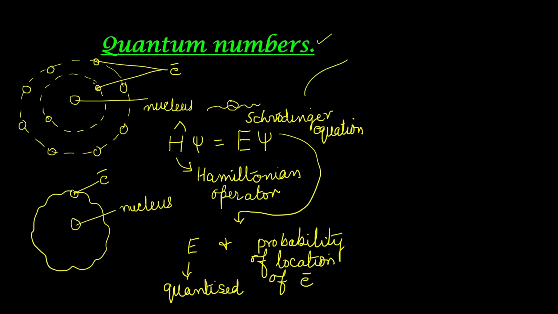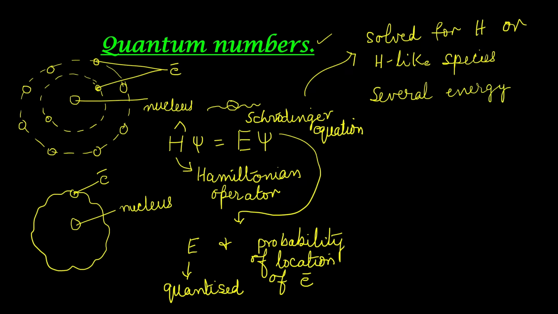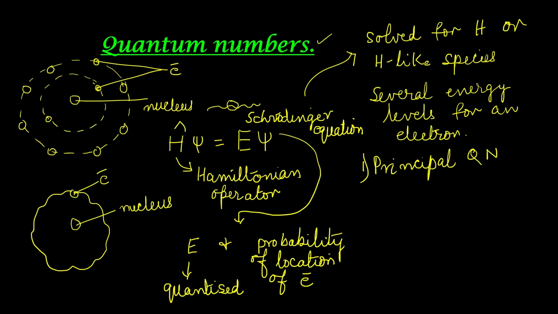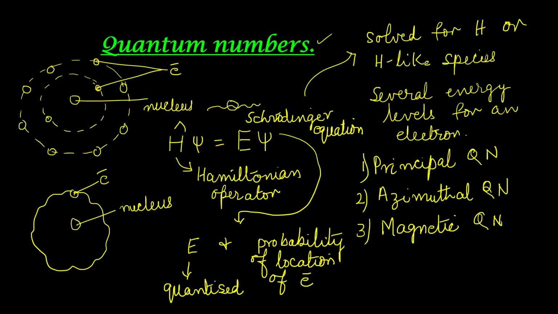In order to understand or calculate the quantum numbers, Schrödinger solved his equation for the hydrogen atom or hydrogen-like species, that is, those species with only one electron. It was found that the same electron can have several energy levels. These energy states were named as the principal quantum number, the azimuthal quantum number, and the magnetic quantum number. These are all the possible energy states the same electron can have.